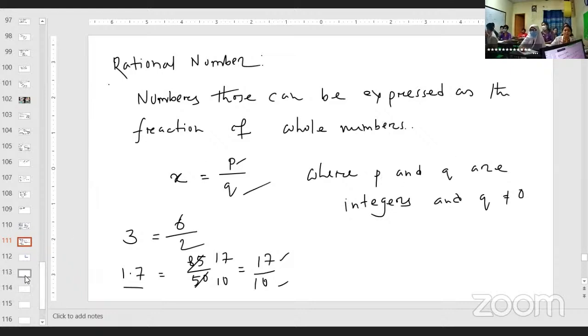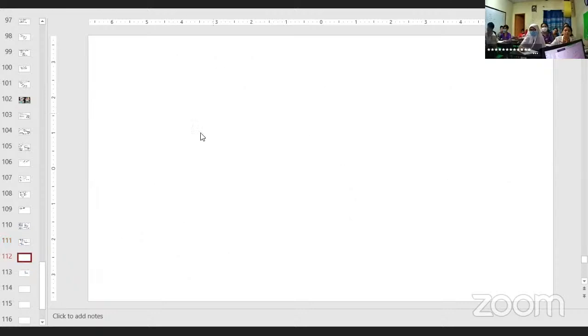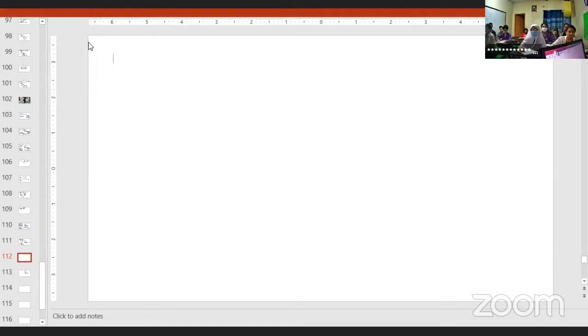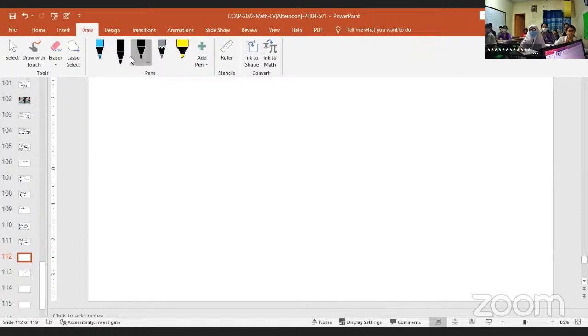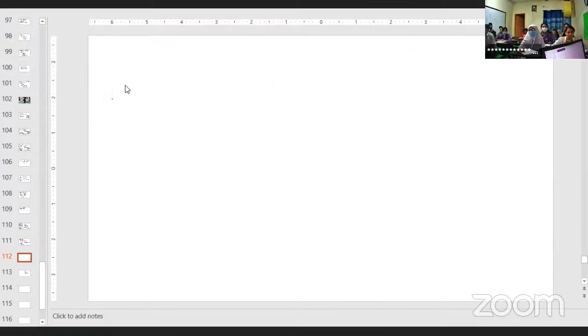So since there is a rational number, there must be an irrational number. Write it on the previous page. If we have rational numbers, so we must have what? Irrational numbers. You add an I to rational, to get irrational number, right?